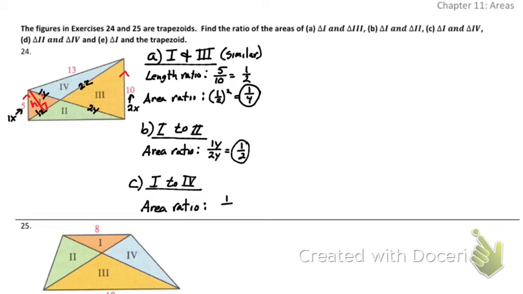As a quick reminder, when we compare bases, you do not square it. So it's just 1 to 2. It's not 1 over 2 squared. The only time you square it is if you got the length ratio first.